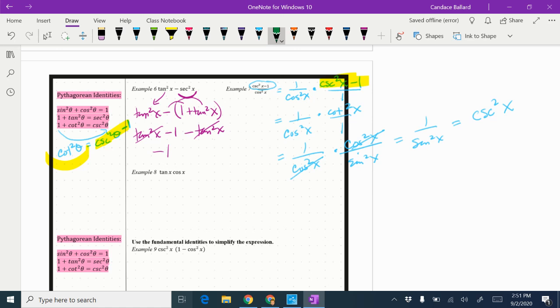All right, finally, we've got tangent x times cosine x. I'm going to write tangent in terms of sines and cosines. So tangent is sine over cosine x with the quotient identities times cosine x. My cosines cancel, and I reduce to just sine.